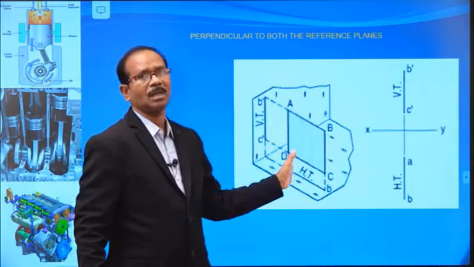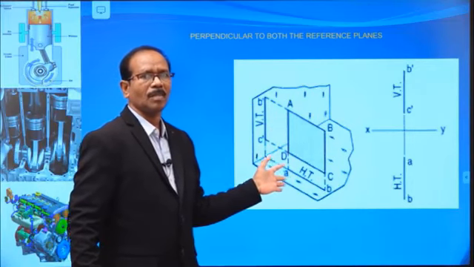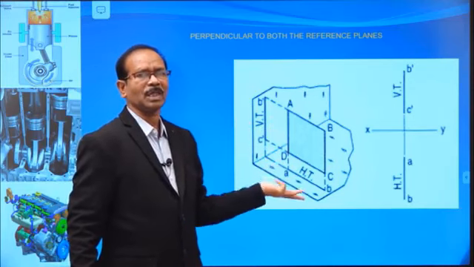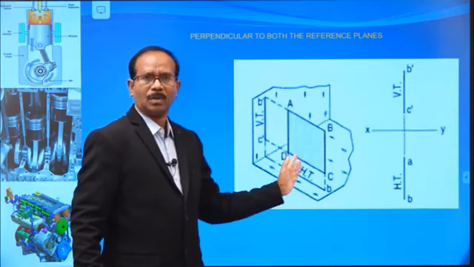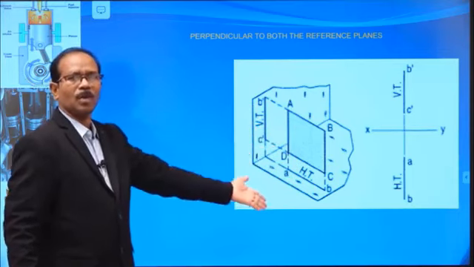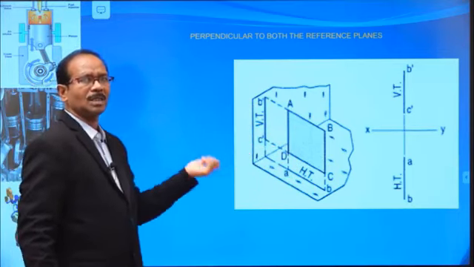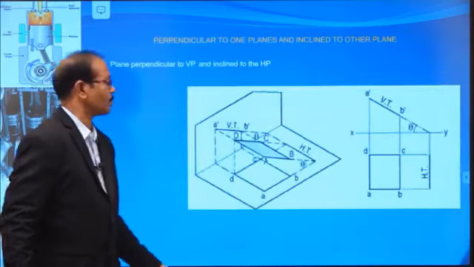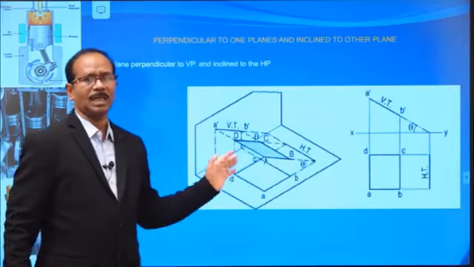This is a critical question asked a number of times. Both front view and top view are lines. What is the position? A plane perpendicular to both HP and VP. Now this is the condition: front view is a line, top view is also a line. Let's see one more condition. Now these are all the good conditions.